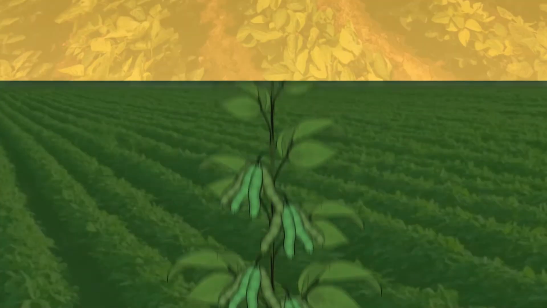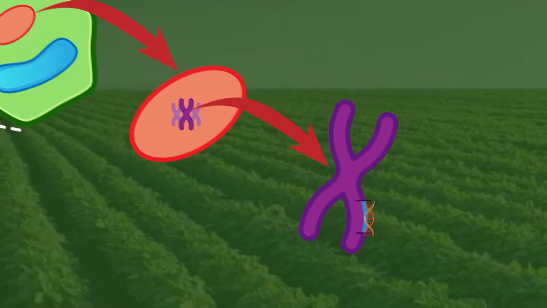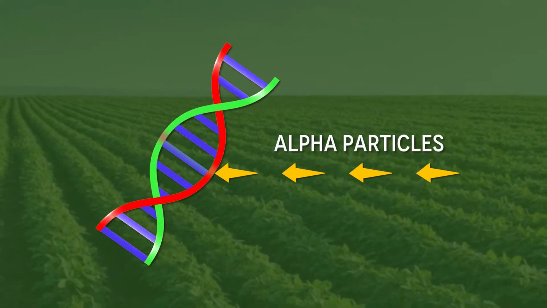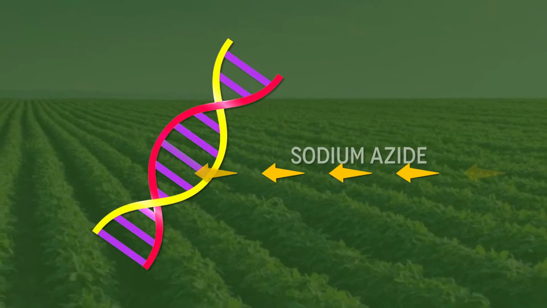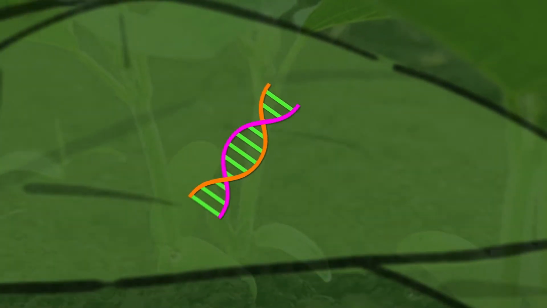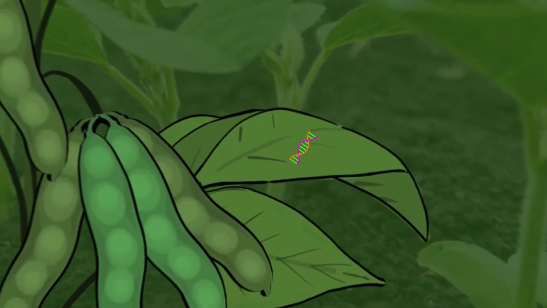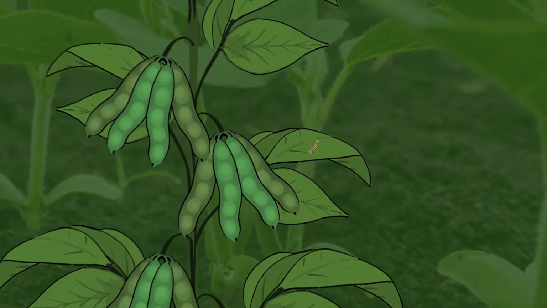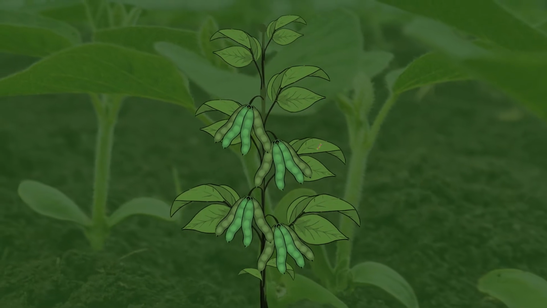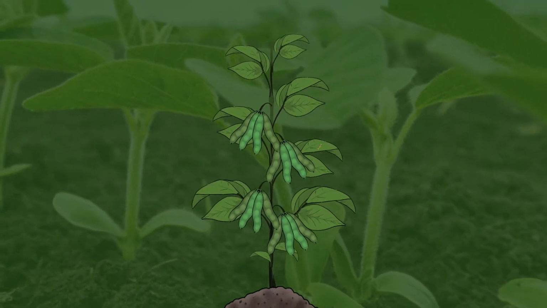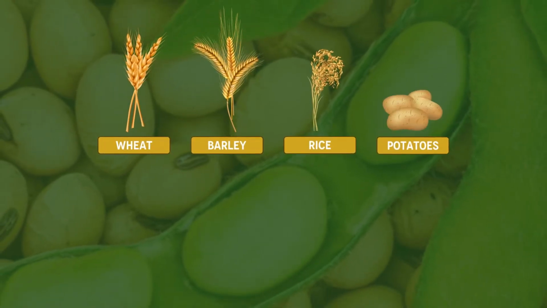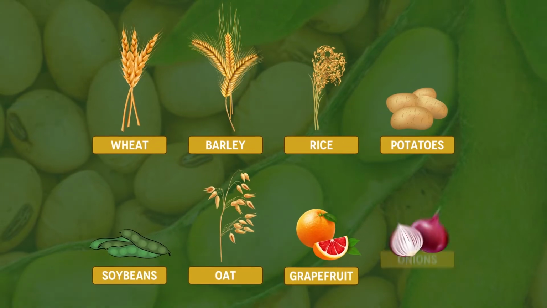Mutation. Mutation is induced by exposing plants to X-rays, gamma rays, protons, neutrons, alpha particles and beta particles, and chemicals sodium azide and ethyl methane sulfonate. This is usually done when genetic variations are limited within the same species. Both the irradiation and chemicals result in genetic changes, and when useful mutations occur, the crops are selected. For example, wheat, barley, rice, potatoes, soybeans, oat, grapefruit and onions.